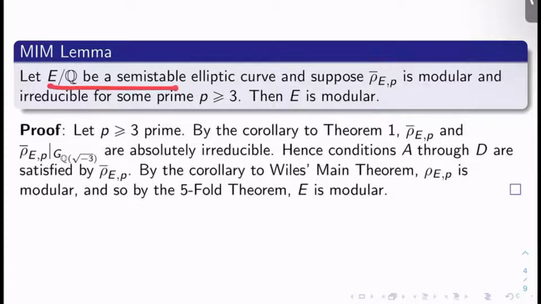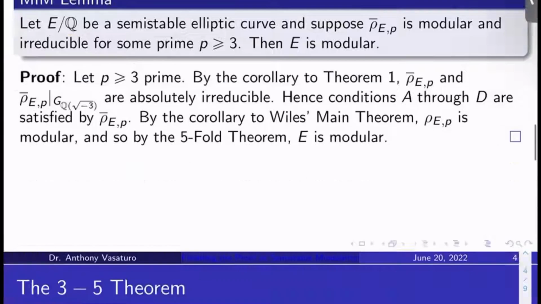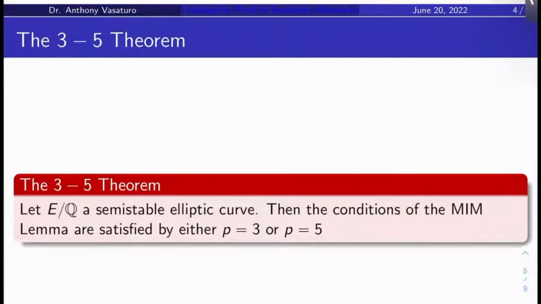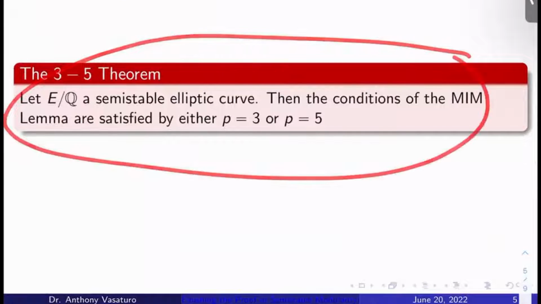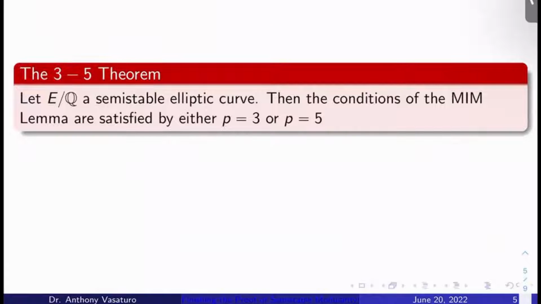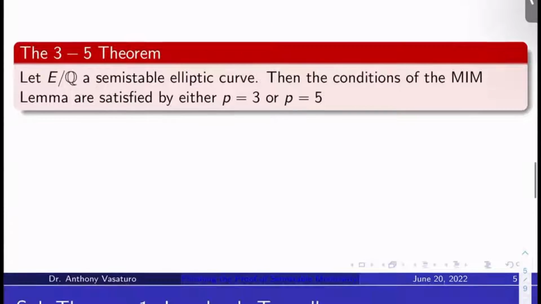And since E over Q was an arbitrary semi-stable elliptic curve, I will have proven what I need to prove. I will have finished the proof of semi-stable modularity, and hence the proof of Fermat's last theorem. And so it all boils down to, can we show the Three-Five Theorem here? To show the Three-Five Theorem, we have to break it down into 3 further sub-theorems.